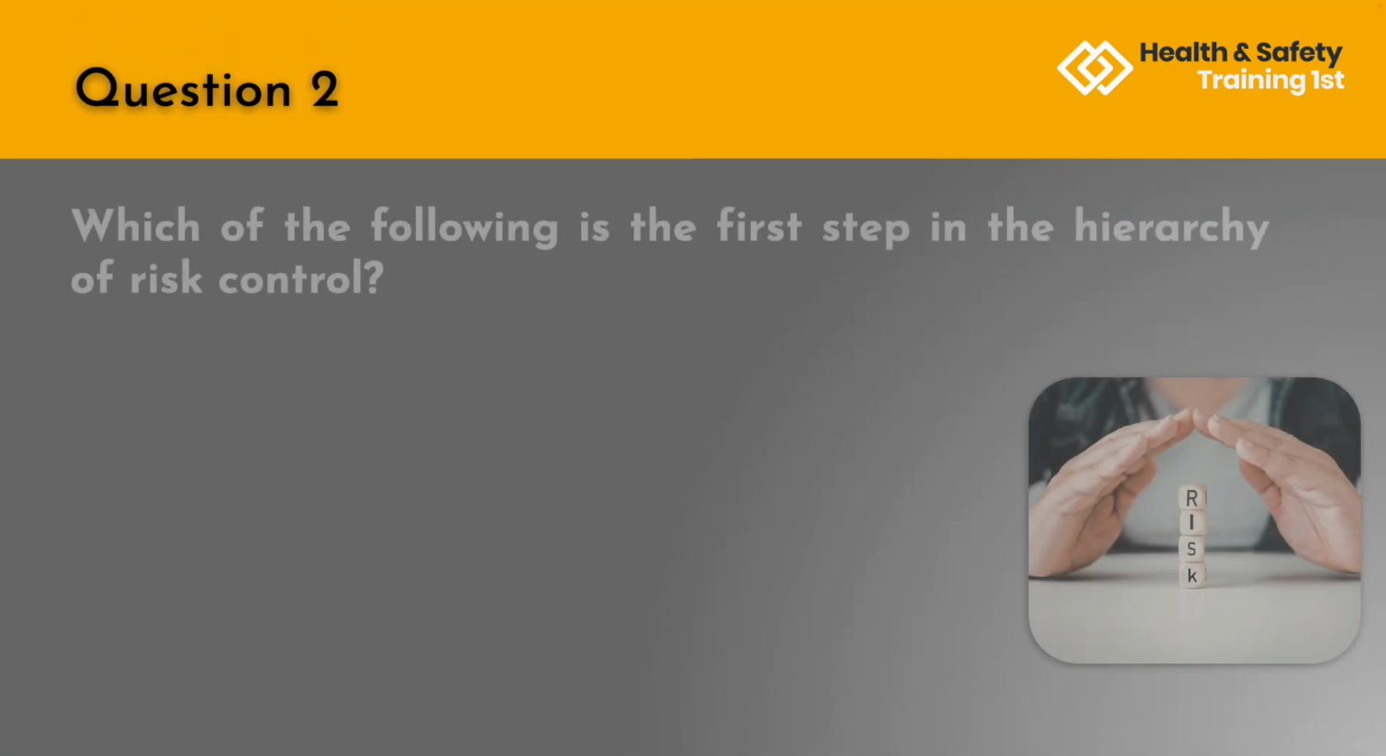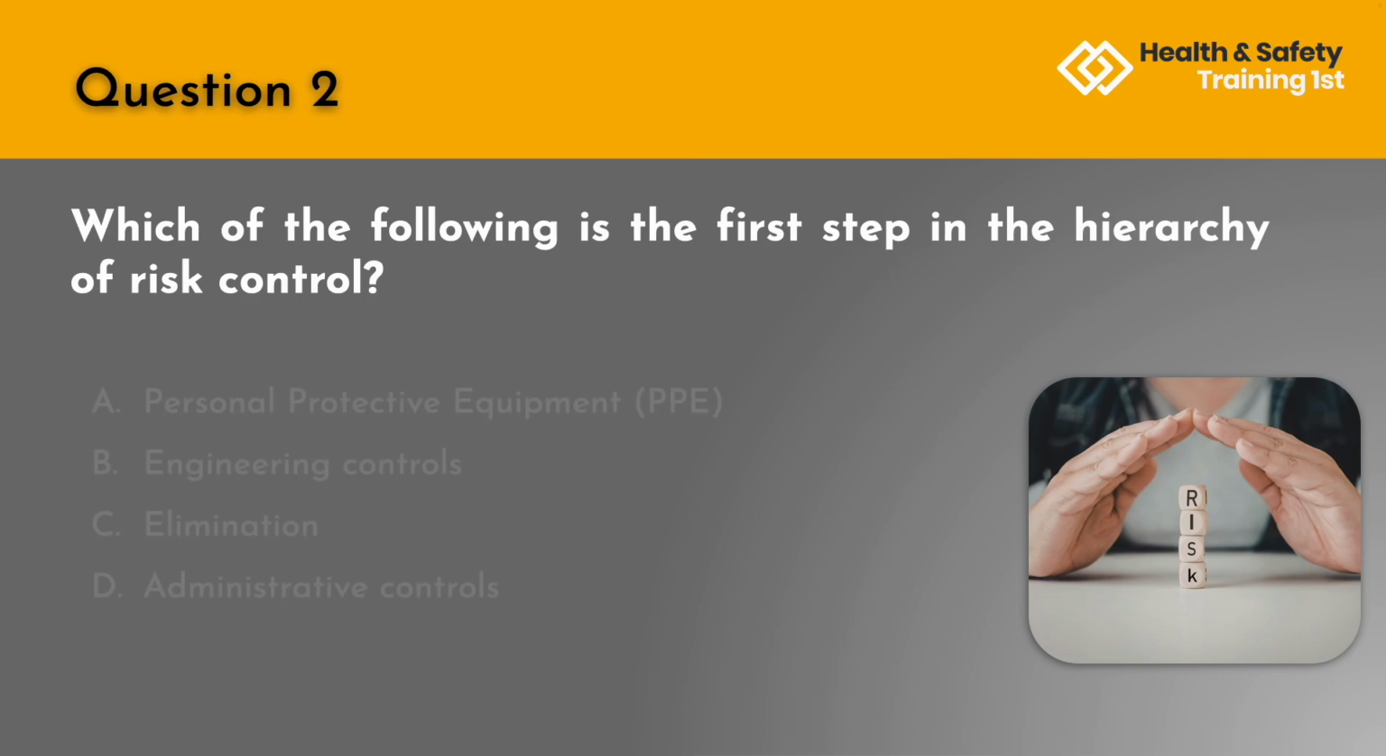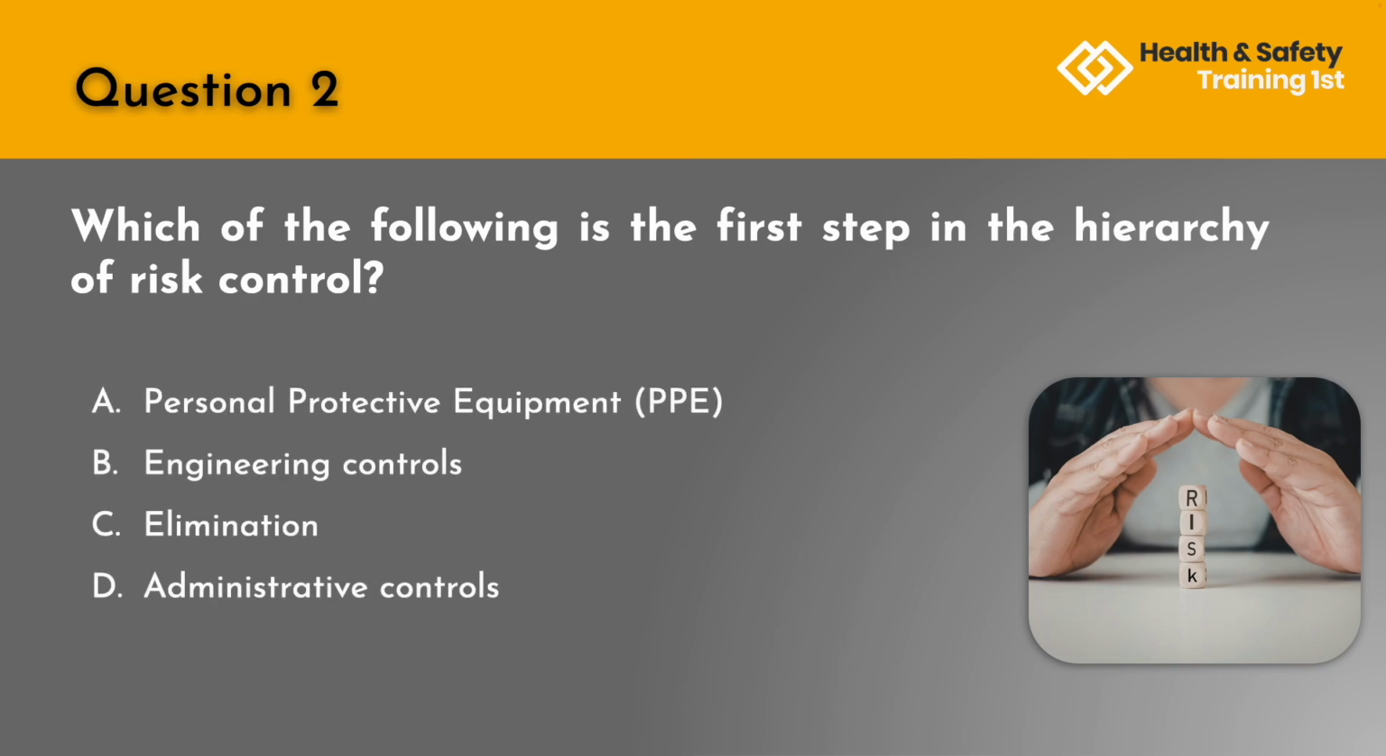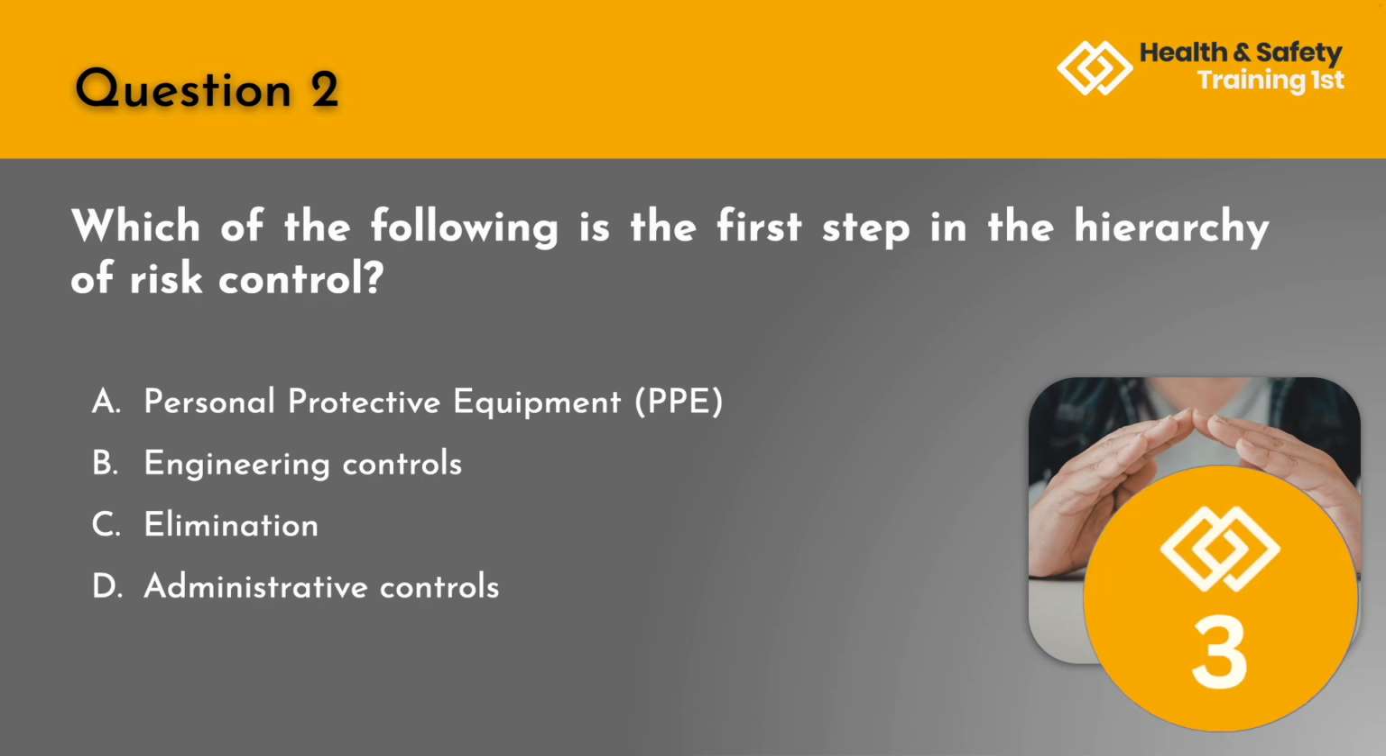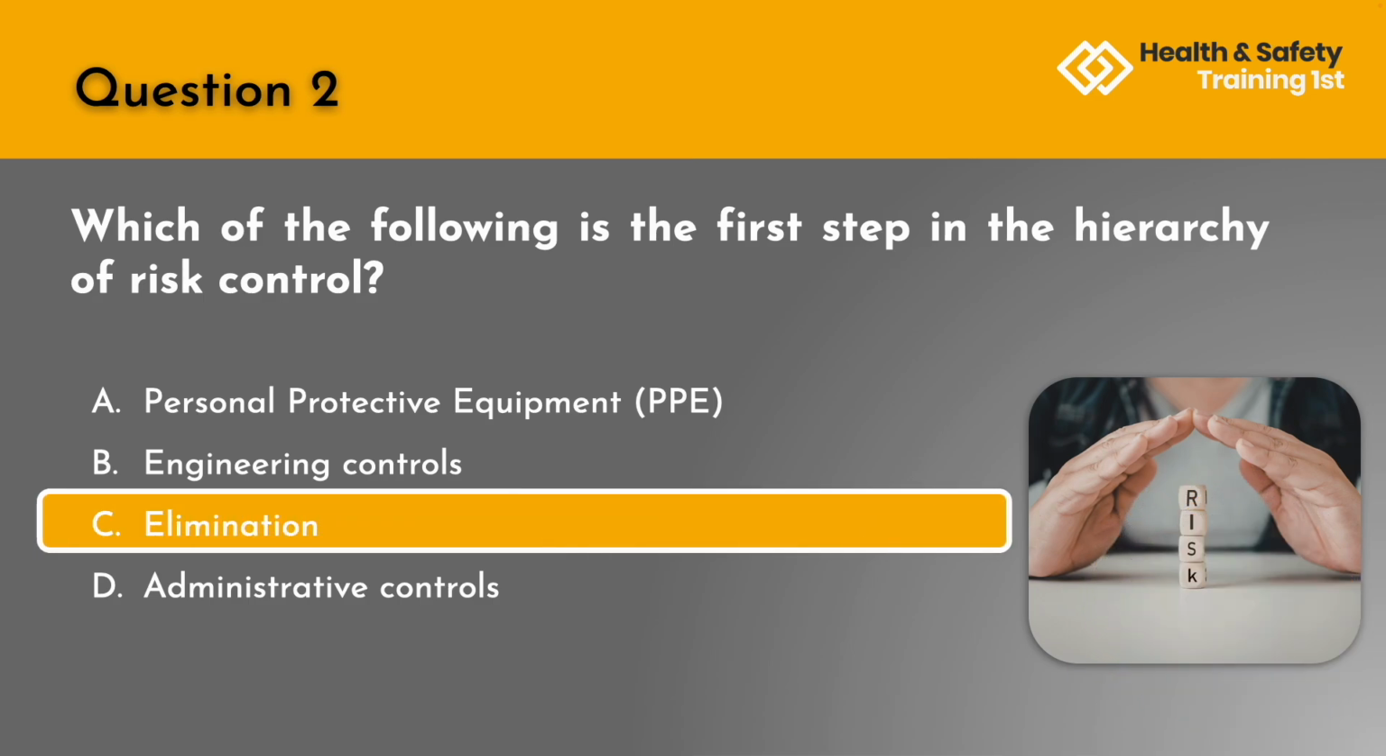Question 2. Which of the following is the first step in the hierarchy of risk control? A. Personal protective equipment. B. Engineering controls. C. Elimination. Or D. Administrative controls. The correct answer is C. Elimination.